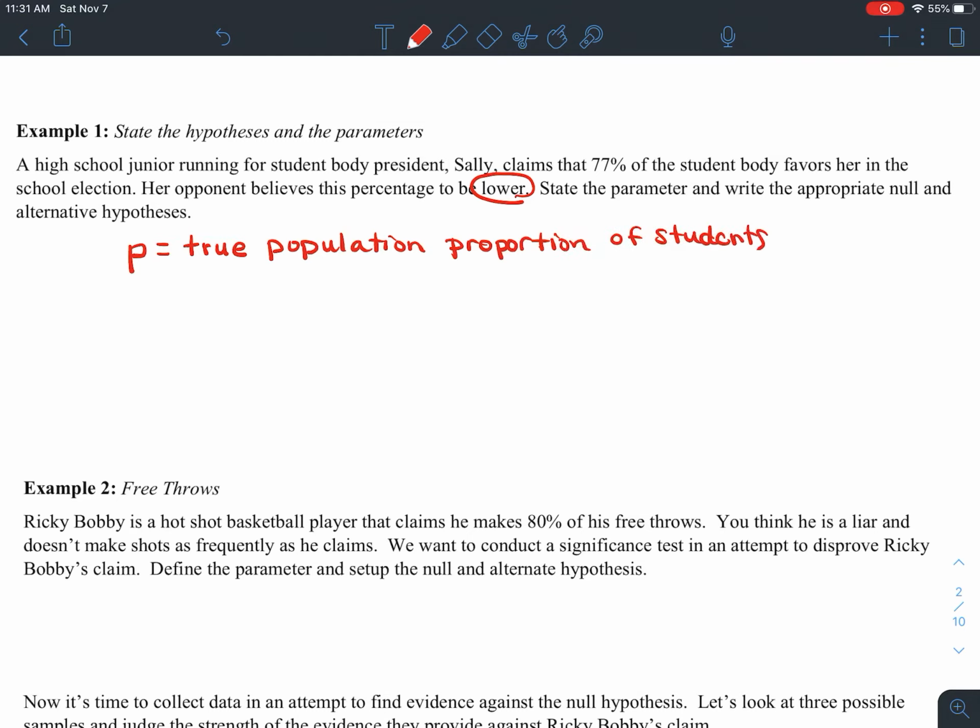Now remember, our null hypothesis is always a statement of equality, and it's always a statement made about your population parameter, which would be the true population proportion. She's claiming that 77% of the student body is in favor of her. The alternative hypothesis is what her opponent believes, which is that it is lower than that. And so he thinks that the true population proportion in favor of Sally is actually less than 0.77. So that would be the null and alternative hypotheses here.